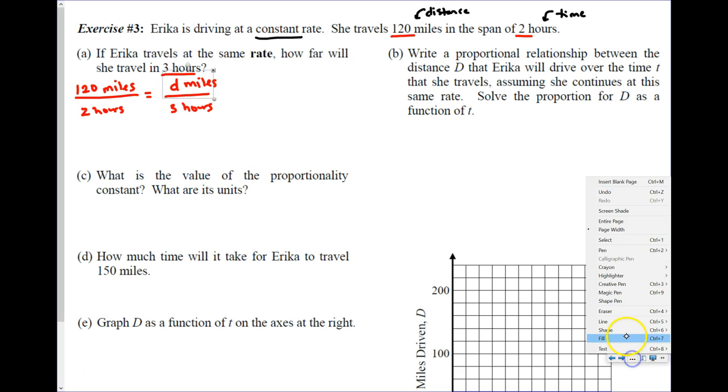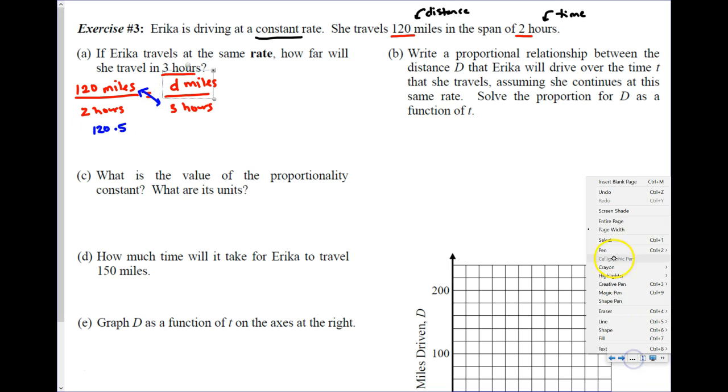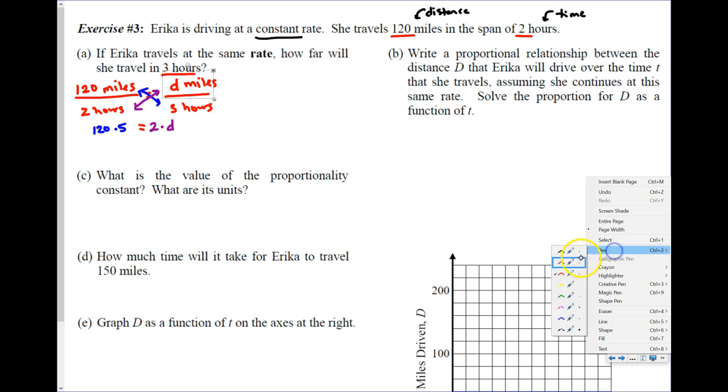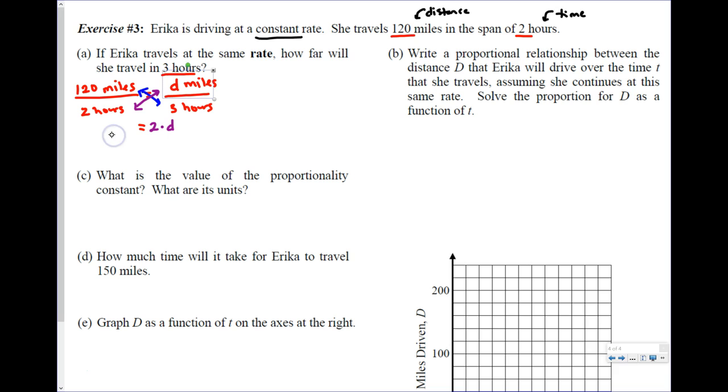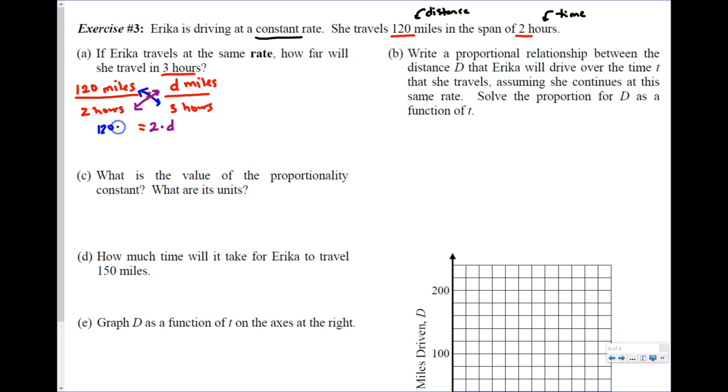So now what do we do? We cross multiply like we've been doing this lesson. So I get 120 times 5 is going to equal 2 times D. And now I simplify and solve. 120 times 5. Oh, wait, where did I get a 5? That should be a 3. I'm sorry. Let me fix that. It's not 120 times 5. It's 120 times 3. My apologies. So I get 120 times 3. That's better. That makes more sense.